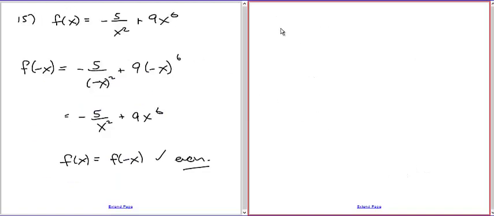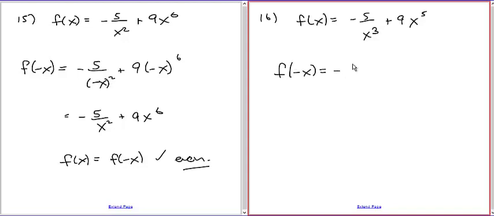Now, if you look at the next problem, you probably think it's going to be odd. If I compare these two, you've got negative 5 over x cubed, that's odd, and 9 times x to the 5th, 5's odd. So these are both odd. So again, that would indicate that it's going to be an odd function. But to prove it, we have to plug in negative x. So you get negative 5 divided by negative x cubed plus 9 times negative x to the 5th.